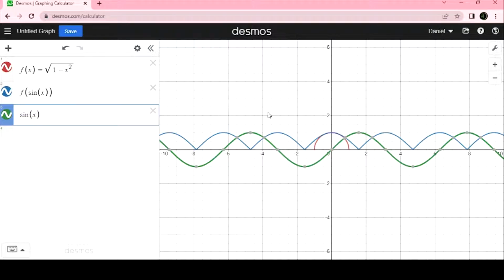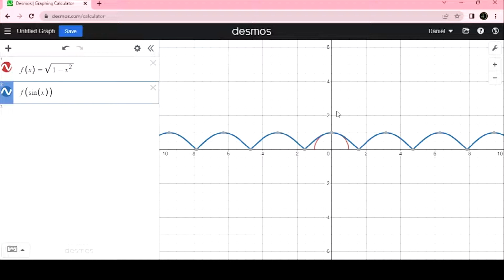You can see here that the way function composition works is rather than doing square root of 1 minus x squared, this is really 1 minus the sine of x squared. And with that, we're able to get these nice bumps at the top that you would see on a pumpkin. And we're still going to need this, but we don't want this in our final work here, so we're just going to turn it off.